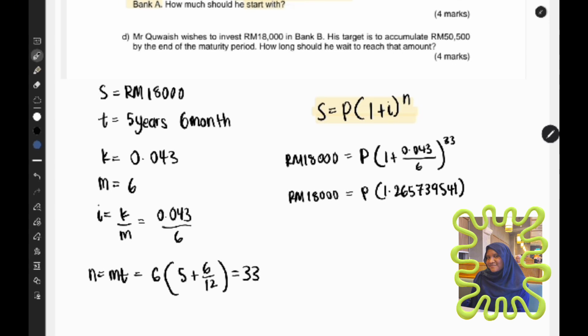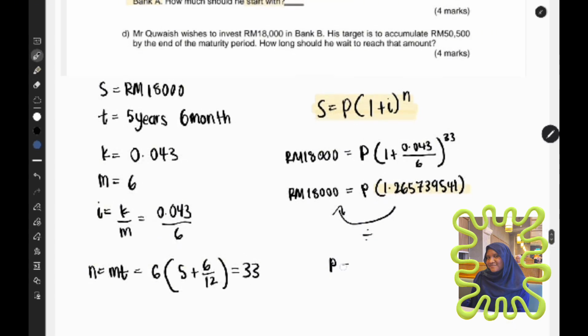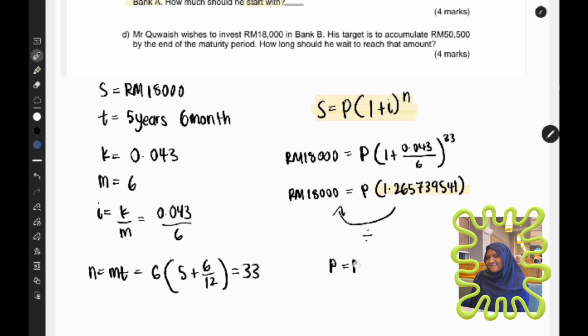So this is the answer when we settle the bracket first. To find P, we have to move this bracket here and divide, then we can find the value of P. So the answer we get is RM 14,220.94.